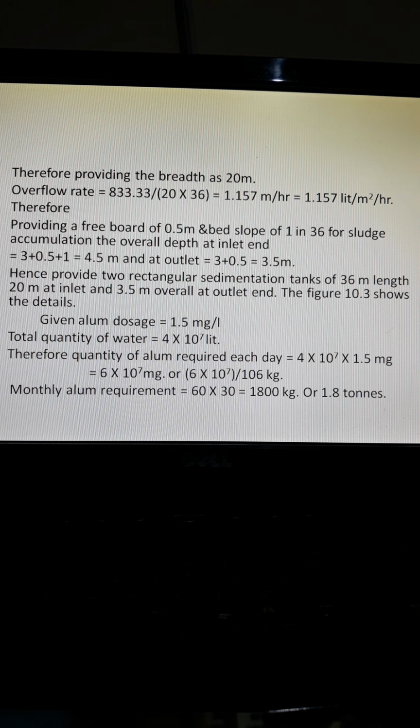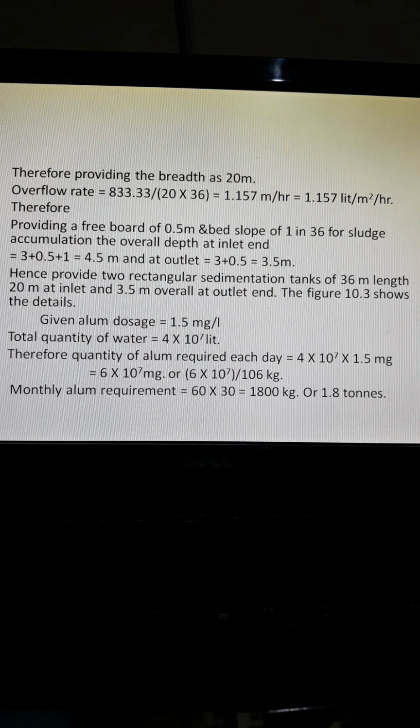Hence, provide two rectangular sedimentation tanks of 36 meter length and 20 meters width, and the liquid depth is 3 meter, with overall depth of 4.5 meter at the inlet end and 3.5 meter at the outlet end. The figure below will show you the longitudinal section of the tank.